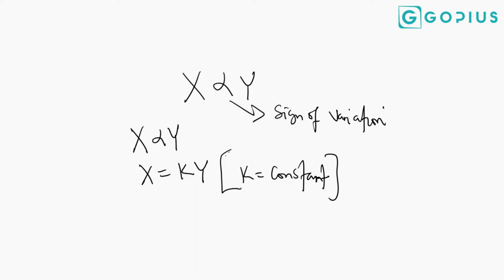Now that is that for direct variation. I'll quickly take an example. Assuming that a quantity x varies directly as another quantity y, so we write it like this: x varies directly as y, and x is equal to 4 when y is equal to 2. Assuming we are now asked to find x when y is equal to 8. That's a typical question. X varies directly as y and x is equal to 4 when y is equal to 2. Now we are asked to find x when y is equal to 8.